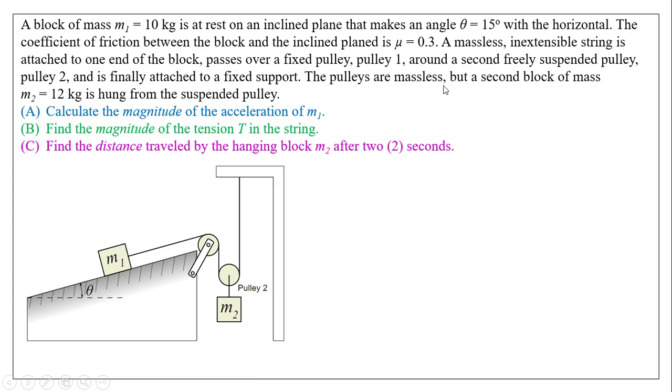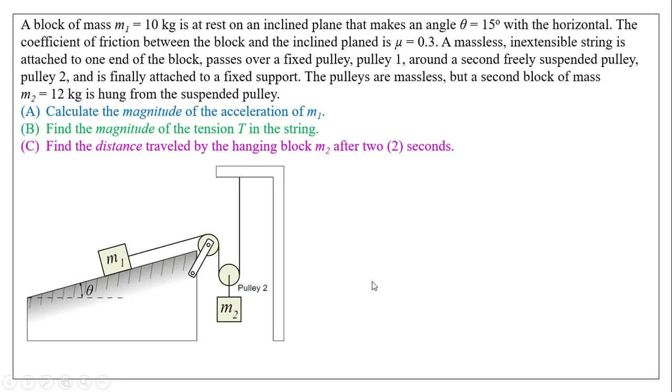And so the pulleys are massless, but a second block of mass M2, which is 12 kilograms, is hung from the suspended pulley. So here's M1, here's M2. M1 is sitting on an inclined surface. It is rough because the coefficient of friction is given as 0.3. And it wants us to calculate parts A, B, and C.